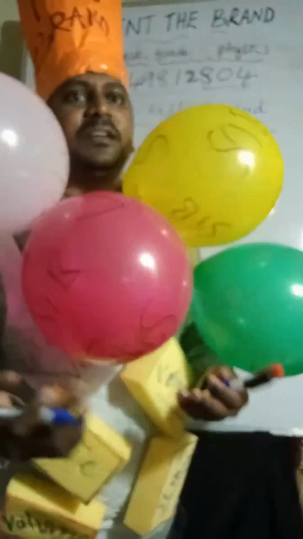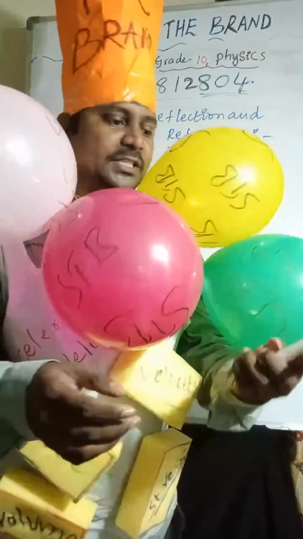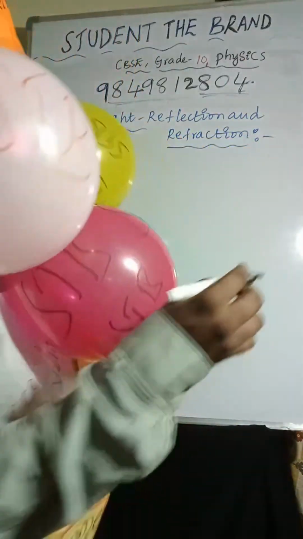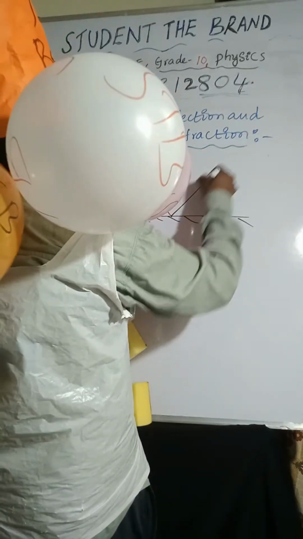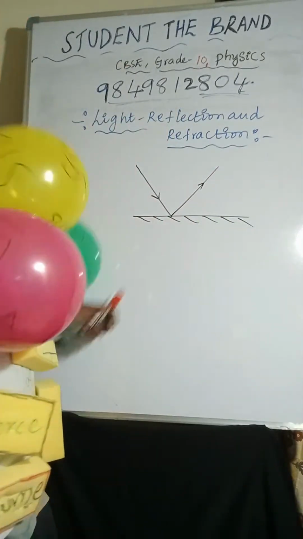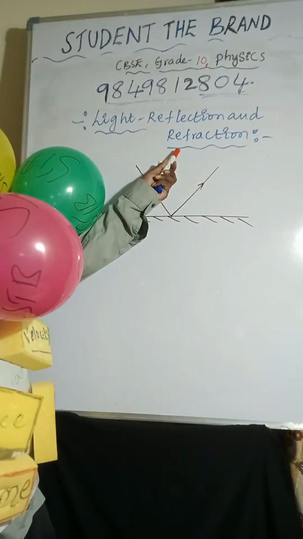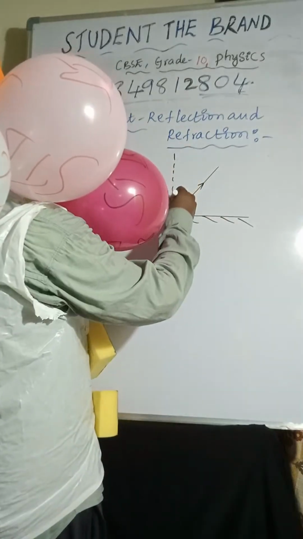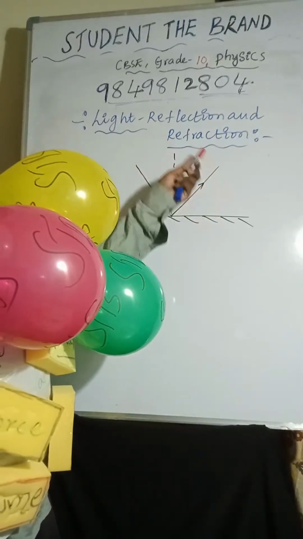So, light reflection and refraction. Light is a form of energy which gives the sensation of sight. When light is incident on a surface, we have the incident ray and the reflected ray. The line perpendicular to the surface is called the normal line. So we have the incident ray, the reflected ray, and the normal line.